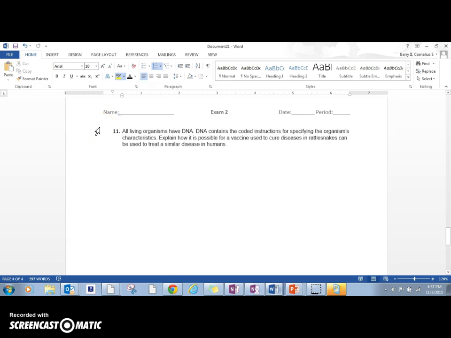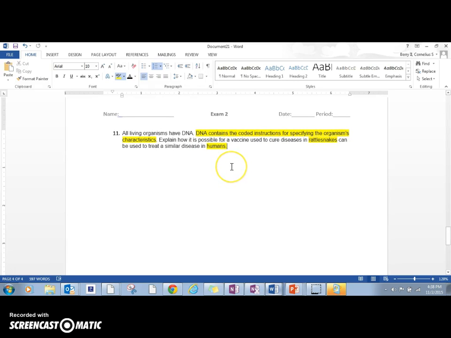Finally, question number 11. It says all living organisms have DNA. DNA contains the coded instructions for specifying the organism's characteristics. Explain how it is possible for a vaccine used to cure diseases in rattlesnakes to be used to treat a similar disease in humans. I would highlight DNA contains the coded instruction for specifying an organism's characteristics. It gives you the definition. Then I would highlight rattlesnakes and humans because that's what we are comparing. Guys, it's just that simple.